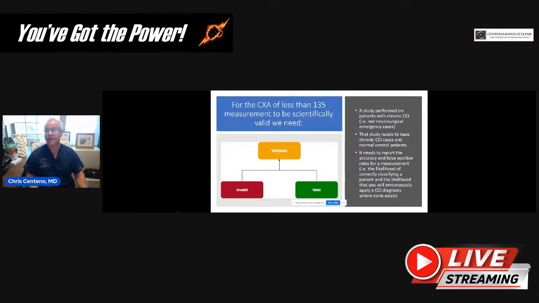Now, for the CXA of less than 135 to be scientifically valid as a measurement that can put people into one of those 2 boxes with just that, we'll need a study performed on patients with chronic CCI, i.e. not neurosurgical emergency cases. That study needs to have chronic CCI cases and normal control patients. We can't just have chronic CCI patients, because we need to see what the normals have. And it has to report the accuracy of placing them into those 2 boxes. How many times are you going to be right with a CXA of 130, and that's all you know, that you found a symptomatic CCI patient?